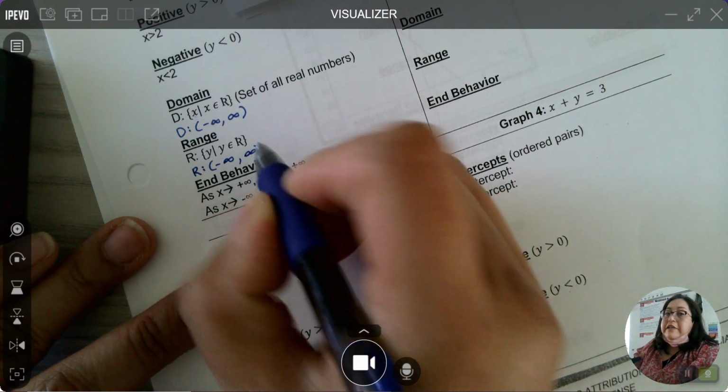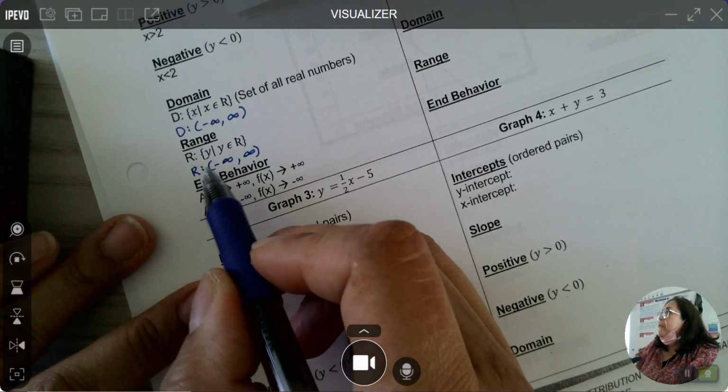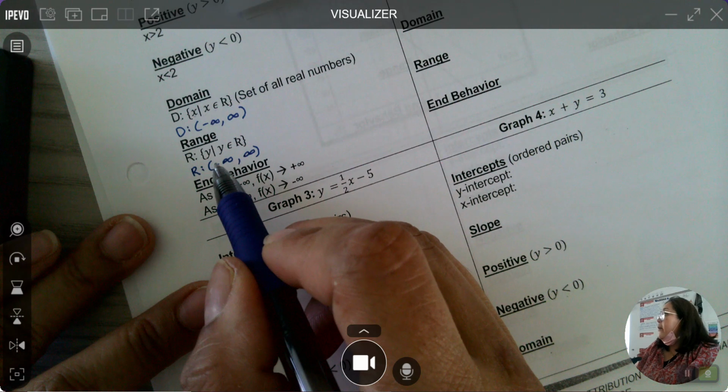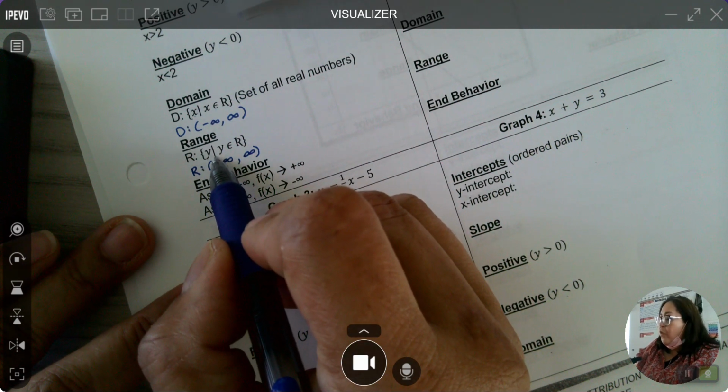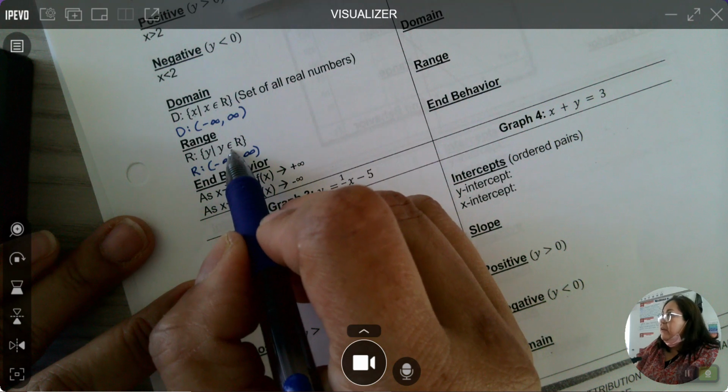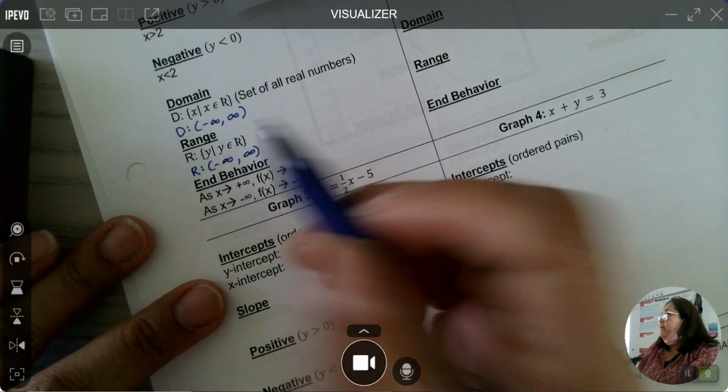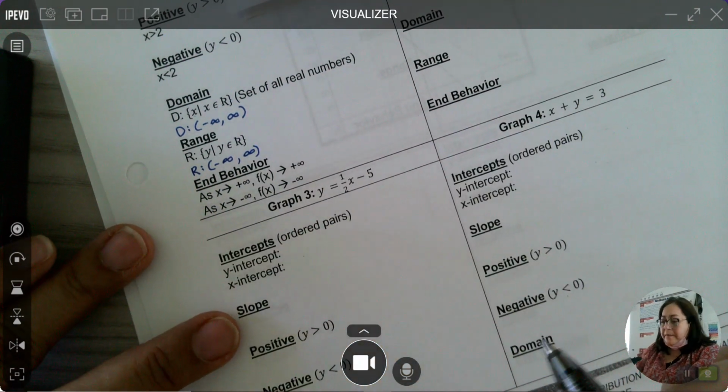All right. This is another way of writing this. Same thing, except instead of saying x, I'm going to say y. Y values such that the y values are in the set of all real numbers. Fancy math.